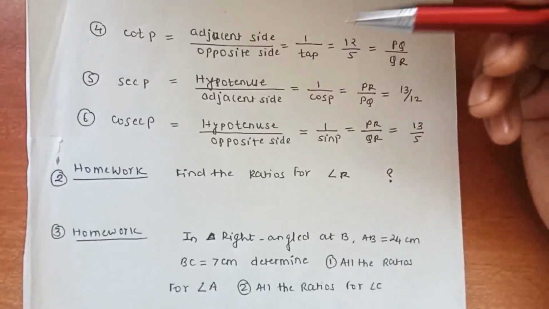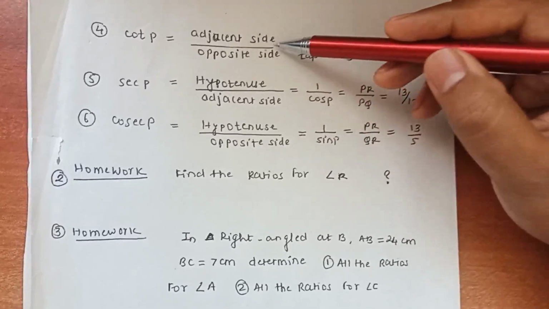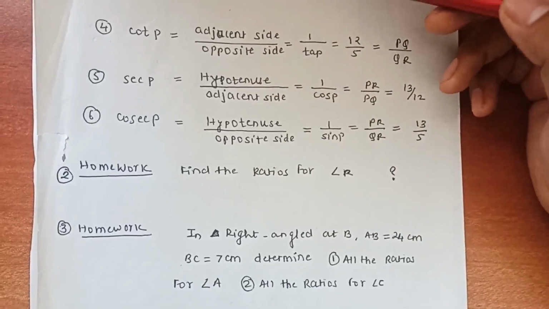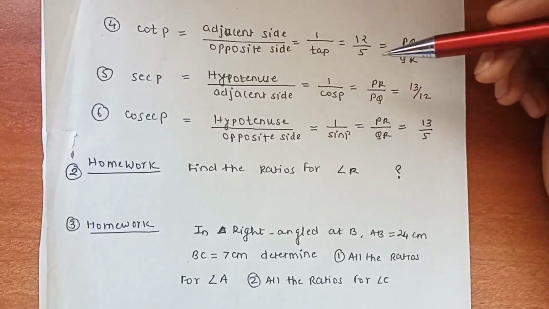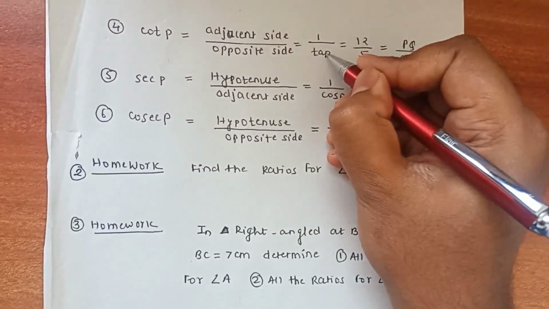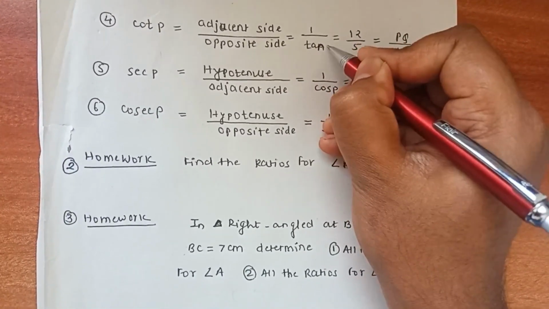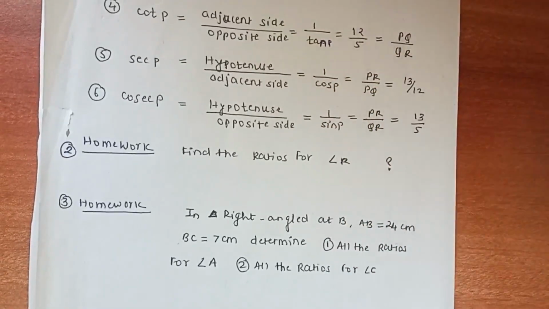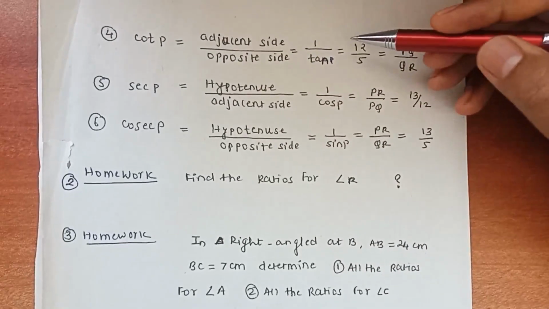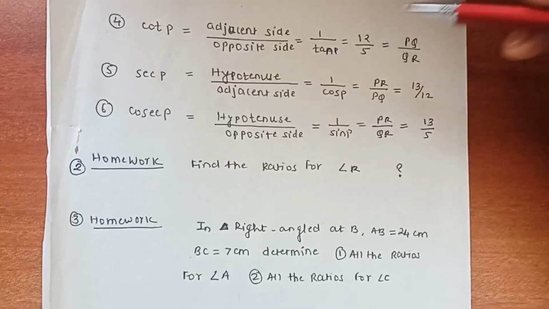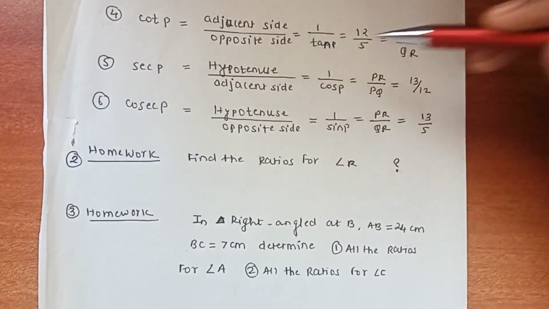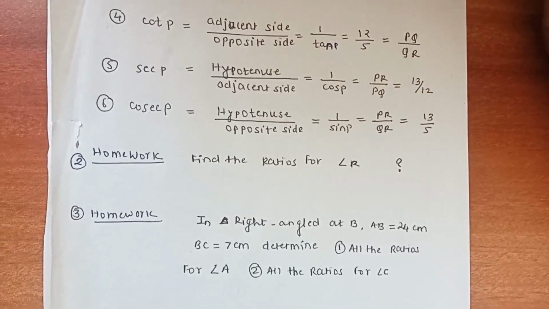Now after tan we will find cot P, which is equal to adjacent side upon opposite side, or you can say 1 upon tan P. This is tan P, I applied, I made a mistake here. 1 upon tan P, that's nothing but adjacent side is 12, opposite side is 5, so the answer is 12 by 5.